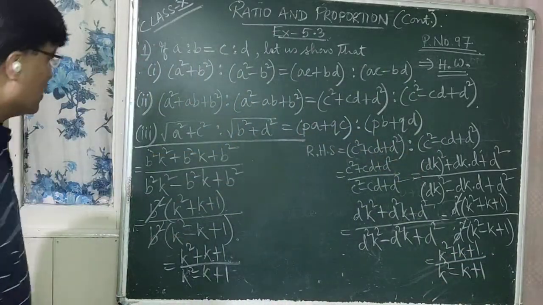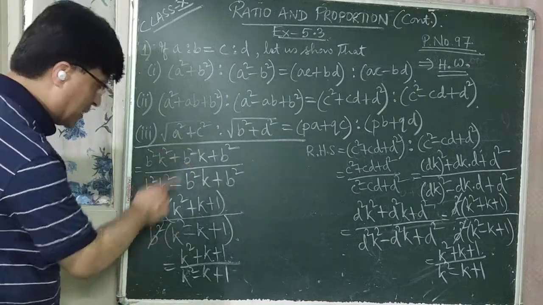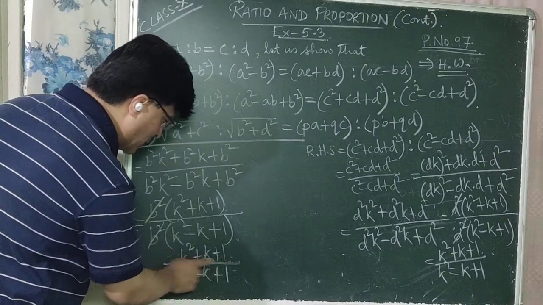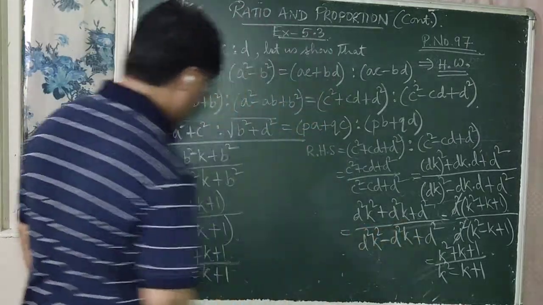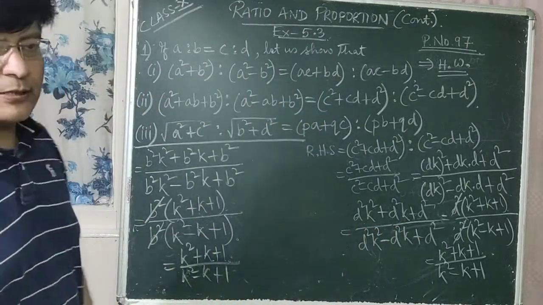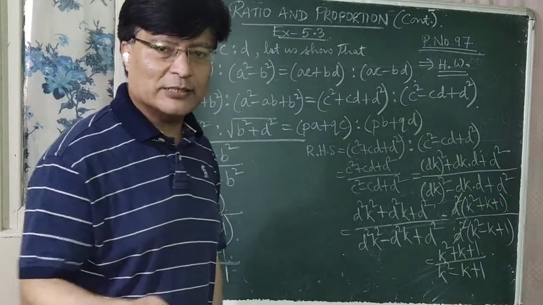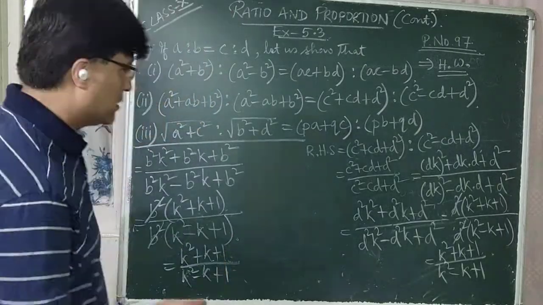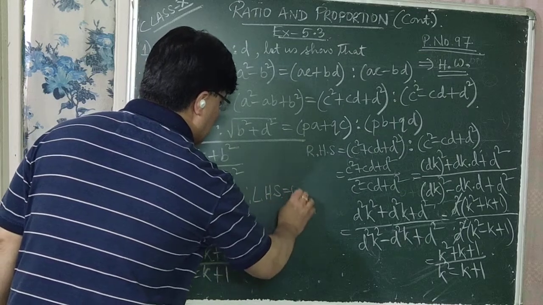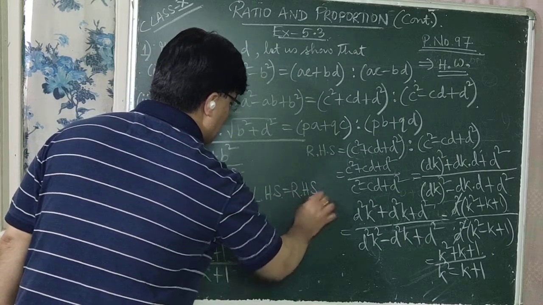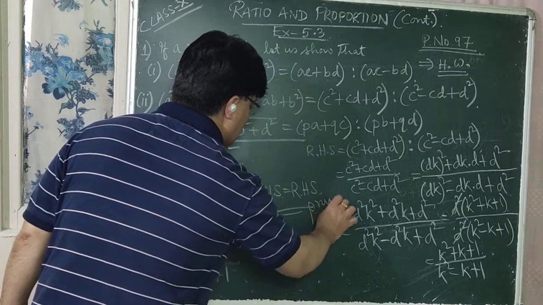Is that clear? Now we see that left hand side is also k square plus k plus 1 divided by k square minus k plus 1, and right hand side is also k square plus k plus 1 divided by k square minus k plus 1. That means LHS is equal to RHS. We have proved it. So you can write, therefore, LHS is equal to RHS. That is proved.